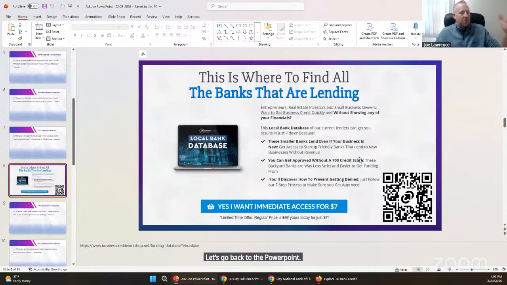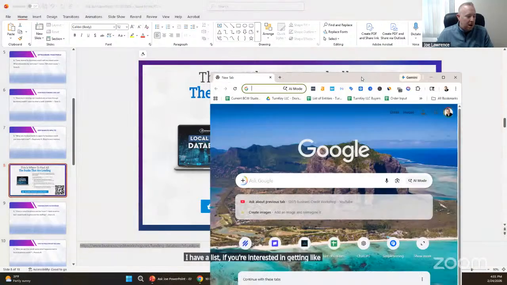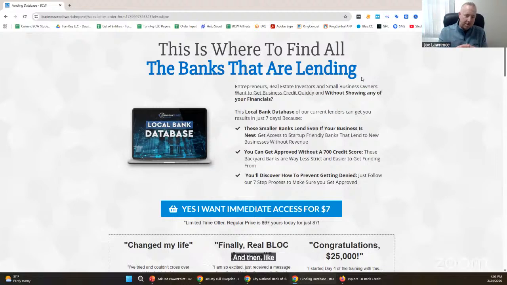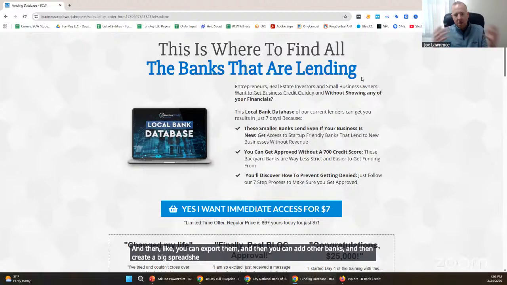Oh, also, I have a list if you're interested in getting on the SBA bank database. You have to click on all 50 of those states and then you can export them, and then you can add other banks and create a big spreadsheet. And now you have all 50 states.